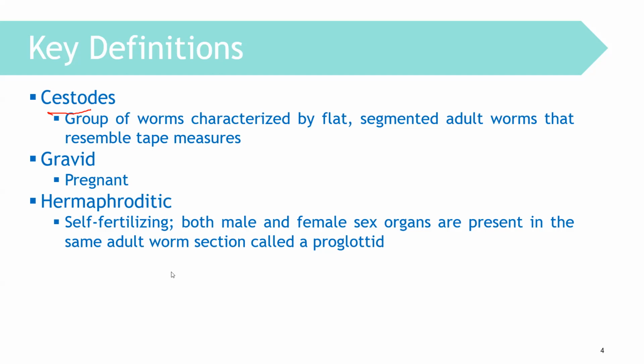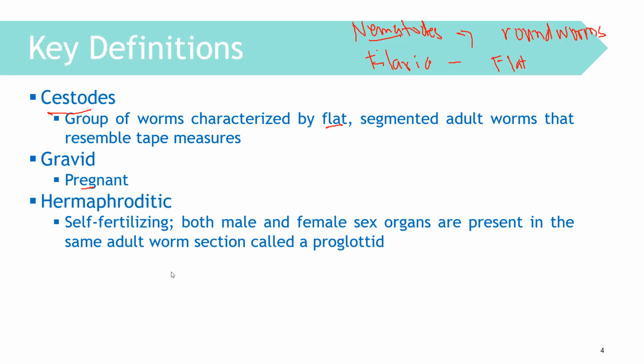Again, if you still remember our discussion in nematodes, we said that nematodes are roundworms. Filaria is an example. Filaria is also considered a nematode. However, filaria is flat, almost the same thing as our cestodes. Remember, cestodes are referred to as flatworms or tapeworms because of their characteristic of being flat. Again, when we say gravid, it means pregnant.